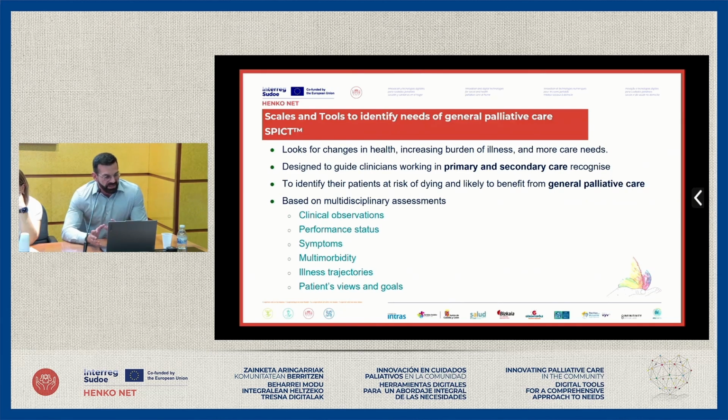So the assessments are generally based on clinical observation, performance status, symptoms, multimorbidity, illness trajectory, and also the perspective given by the patients.